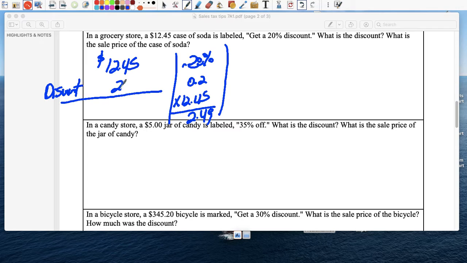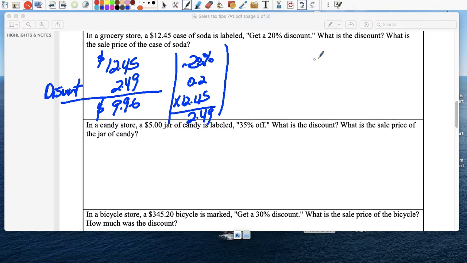We're just going to subtract from here. So whatever I'm buying, which is soda, 12.45 minus 2.49 equals 9.96. So that's how much I would pay with the discount.